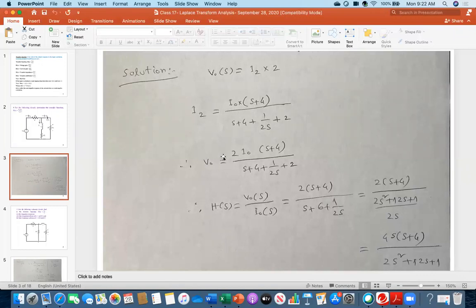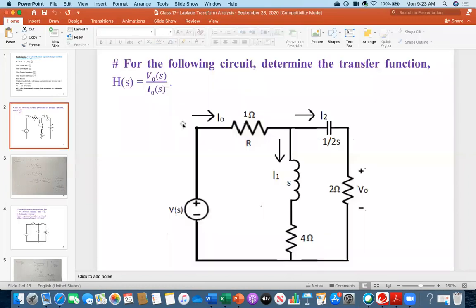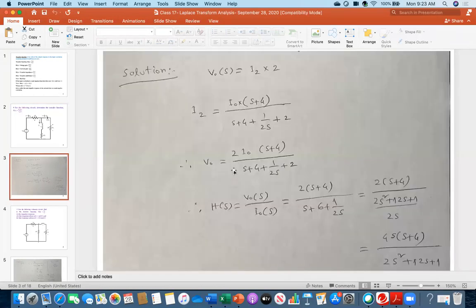So after that, you see, this is my I2 and my V0 is this one. So V0 is 2 multiplied by I2, this whole thing that I have written. My question is to find out V0 over I0. So everybody see, I0 is here, V0 is here. So that's my transfer function, H(S) is V0 over I0 here.